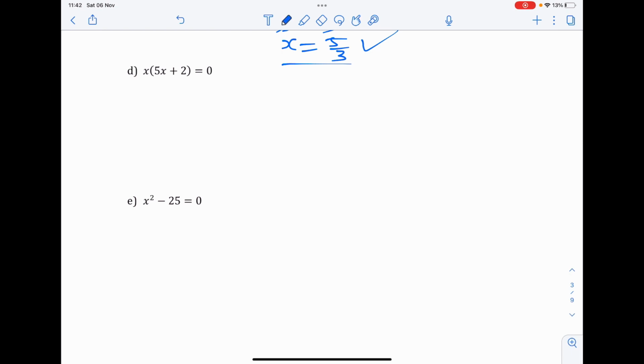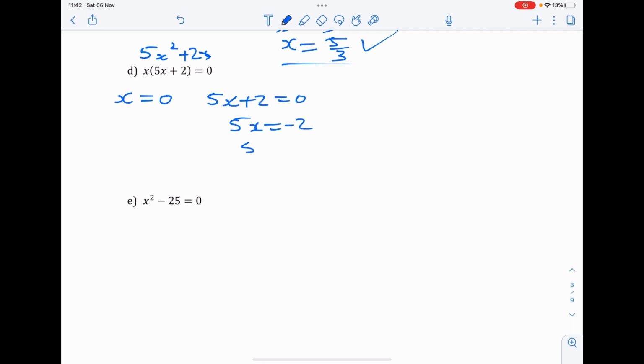The same thing happens with question D, except they've already taken out that common factor. The original one would have been 5x squared plus 2x, and they've just taken out the common factor. So all we have to do is make each of the factors equal to 0. Divide both sides by 5. x is equal to -2 over 5, or x is equal to 0.